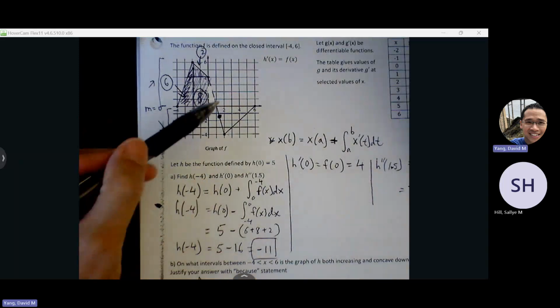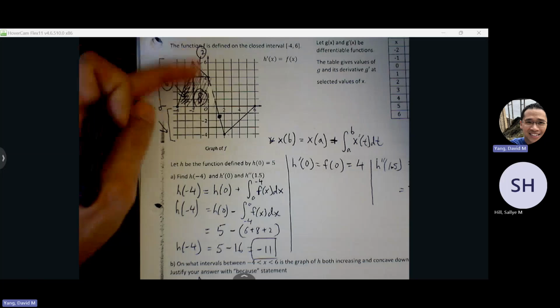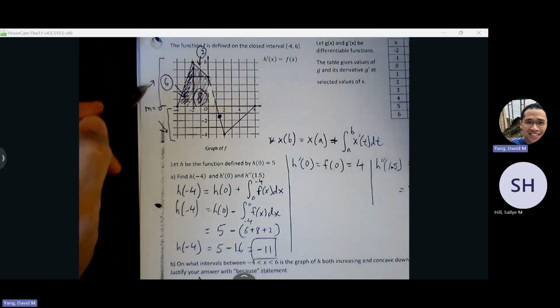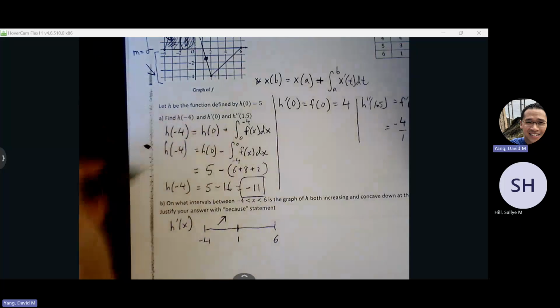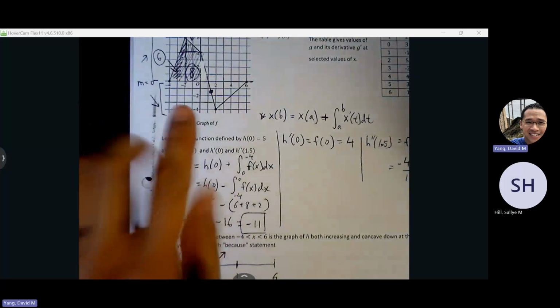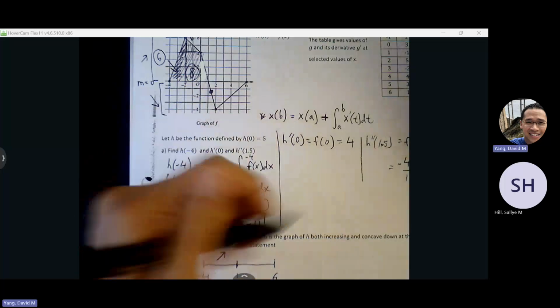Clearly between -4 and 1, my h prime graph is sitting above the x-axis. So that's going to represent positive slope, so my graph of h is rising in that interval. From 1 to 6, it's below the x-axis, so negative slope.